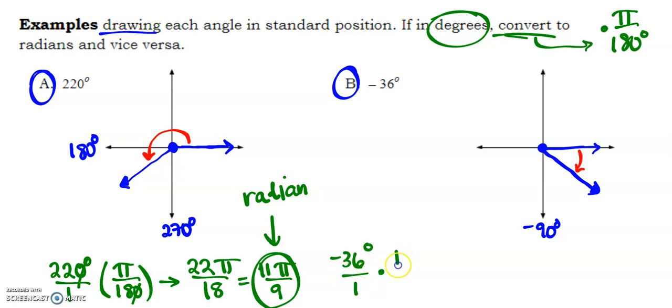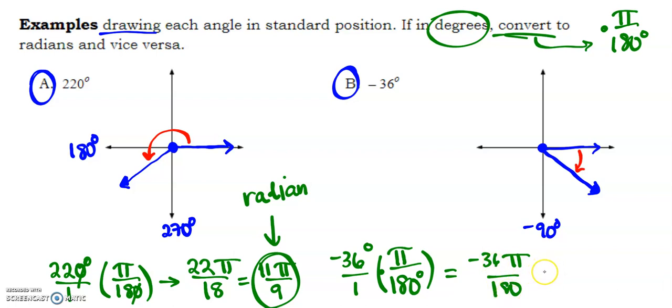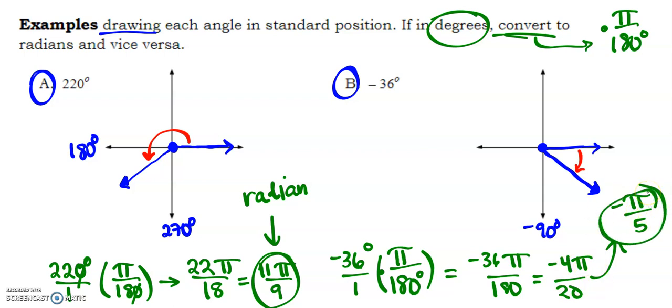So we're going to multiply by pi over 180 degrees, all right? Same deal. I'm going to think, okay, negative 36 pi over 180. I can tell you that 36 and 180 are both divisible by 9. So let's at least go from there. So negative 4 pi over 20, right? Because 180 divided by 9 is 20. So I think our actual answer would be negative pi over 5, because the top and bottom are both divisible by 4. So that's our radians for this second one.